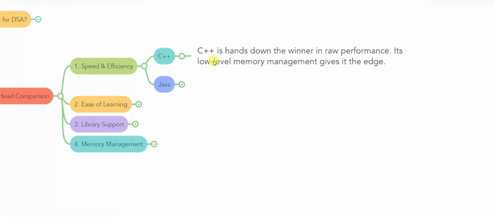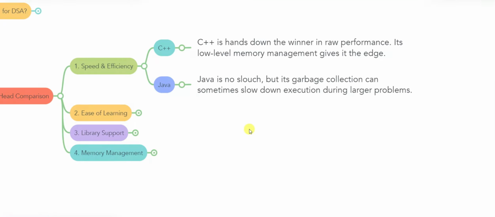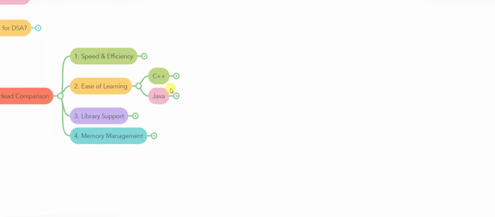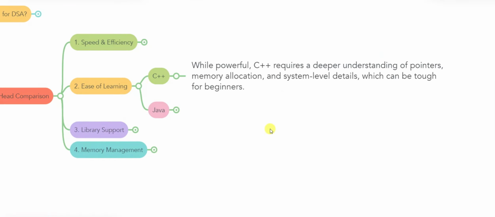C++ is hands down the winner in raw performance. Its low-level memory management gives it the edge. Java is no slouch, but its garbage collection can sometimes slow down execution during larger problems. While powerful, C++ requires a deeper understanding of pointers, memory allocation, and system-level details, which can be tough for beginners.